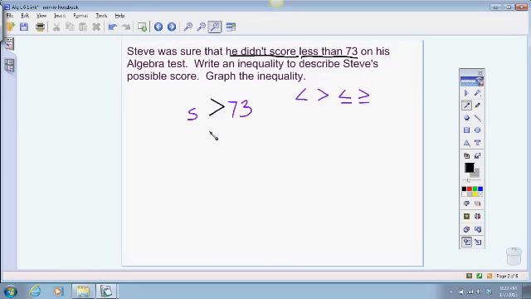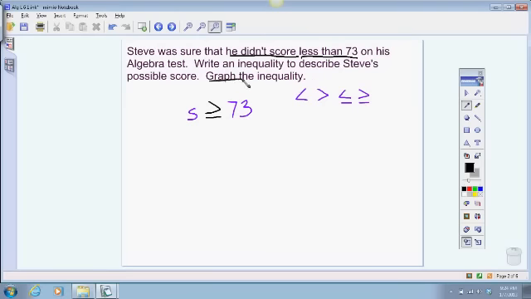So we're going to put the greater than sign in between. Now, can it be equal to? We know it has to be greater than, but can it be equal to? Well, if he didn't score less than 73, that means he probably could have scored 73. So we need to say that this is greater than or equal to. Okay? So his score is bigger than or equal to 73. He didn't score any less than 73.